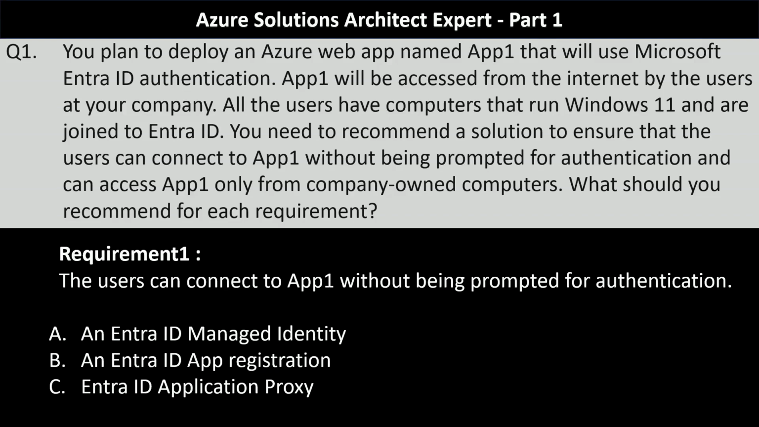You plan to deploy an Azure web app named App1 that will use Microsoft Entra ID authentication. App1 will be accessed from the internet by the users at your company. All the users have computers that run Windows 11 and are joined to Entra ID. You need to recommend a solution to ensure that the users can connect to App1 without being prompted for authentication and can access App1 only from company-owned computers. Make a note, they can only access it from company-owned computers.